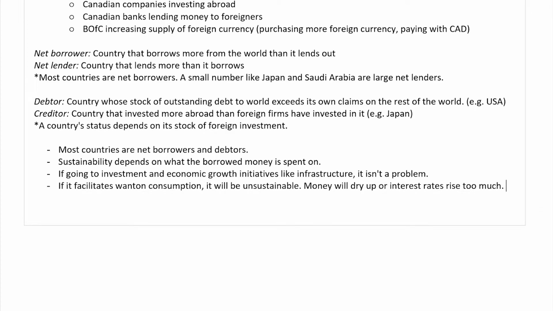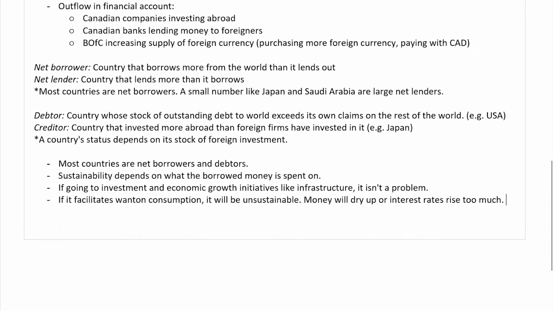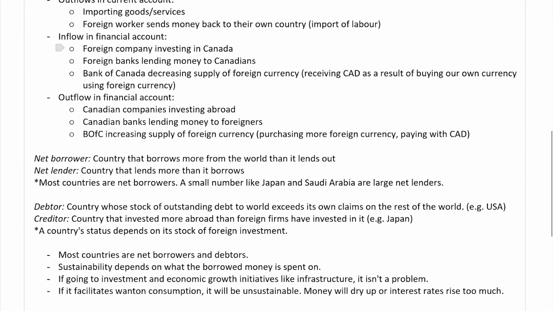Examples of inflows in the financial account are incoming investments. So a foreign company investing in Canada, foreign banks lending money to Canadians, or the Bank of Canada decreasing its supply of foreign currency and receives Canadian dollars as a result of buying our own currency using foreign currency. Examples of outflows in the financial account are once again the opposite of the example of inflows in the financial account. Canadian companies investing abroad, Canadian banks lending money to foreigners, or the Bank of Canada increasing its supply of foreign currencies by purchasing more foreign currency using CAD.